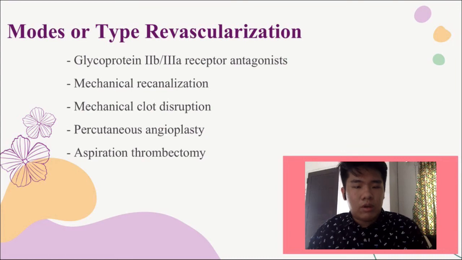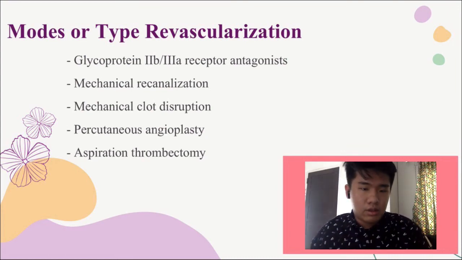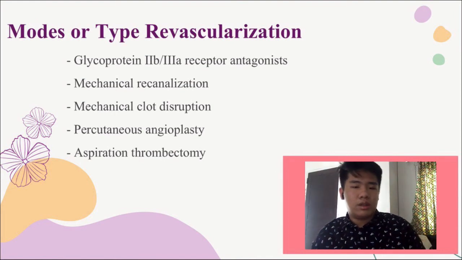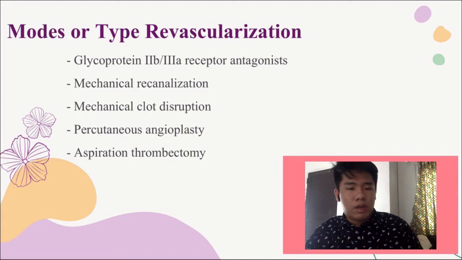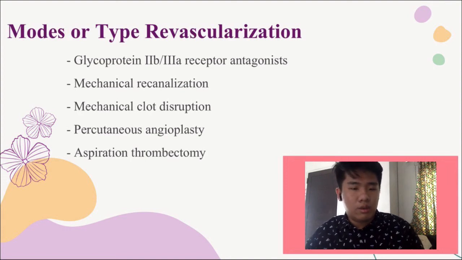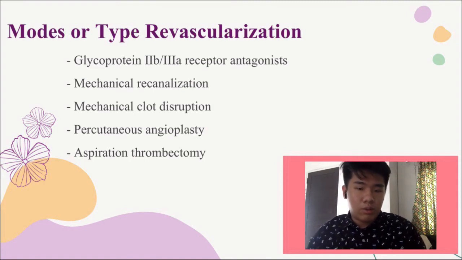The modes or types of revascularization in AIS are glycoprotein 2B/3A receptor antagonist, mechanical recanalization, mechanical clot disruption, percutaneous angioplasty, and the last one is aspiration thrombectomy.